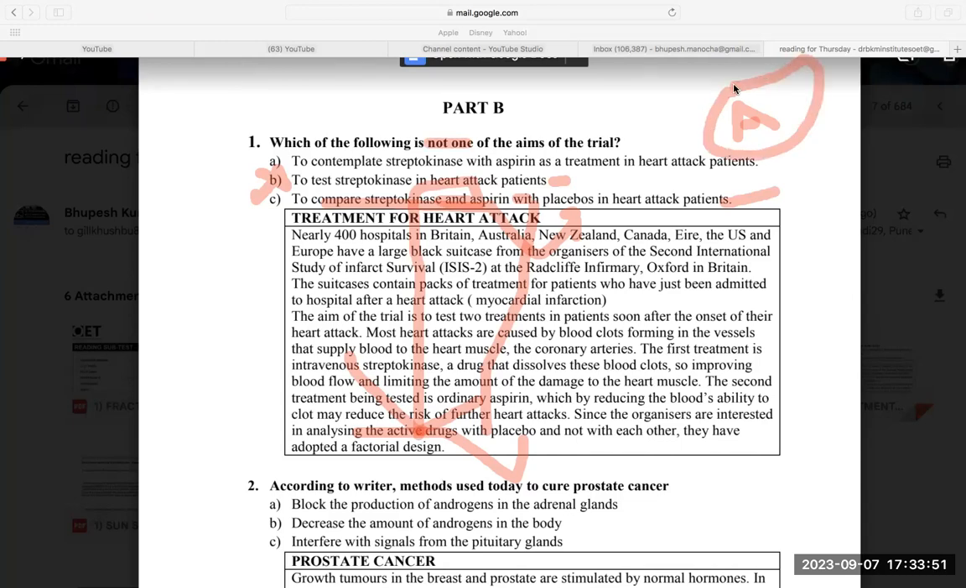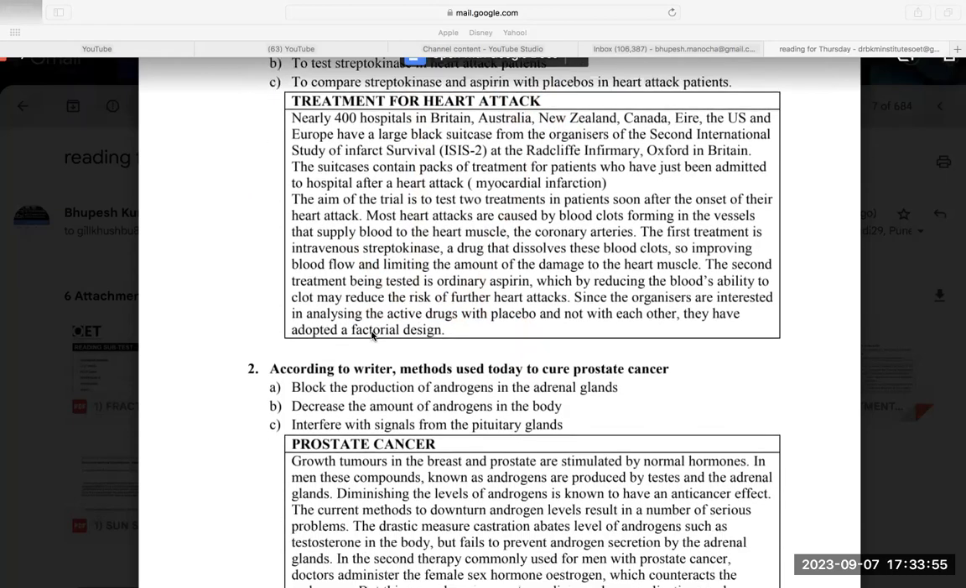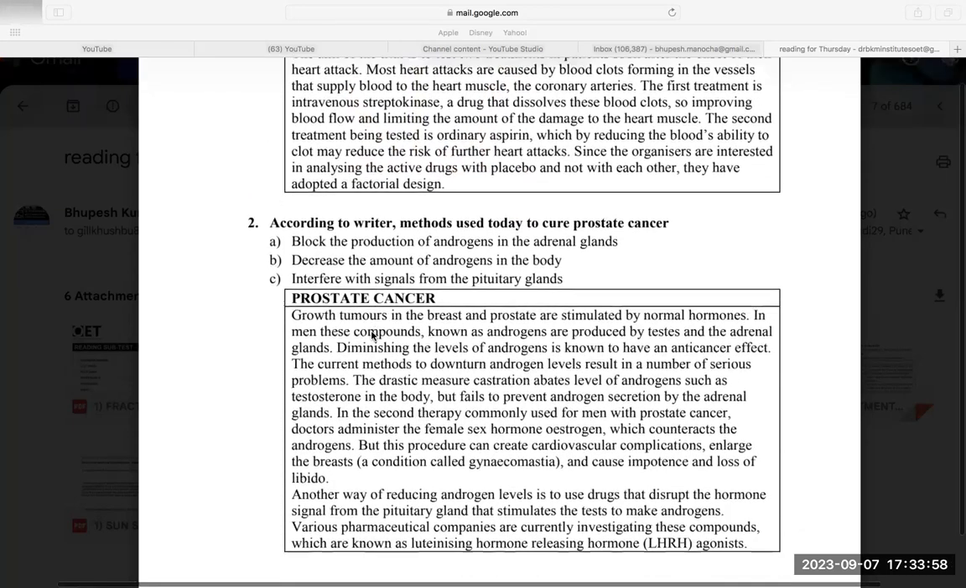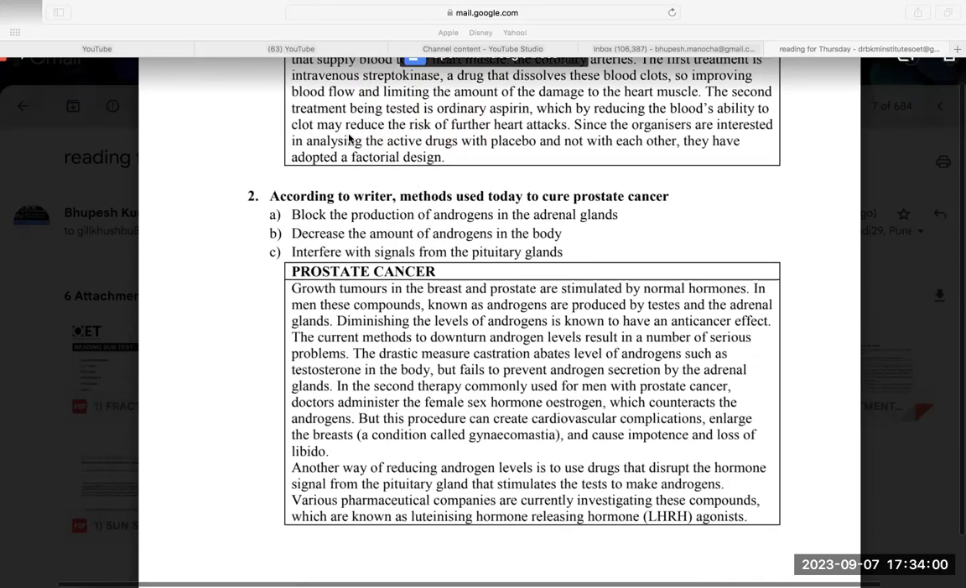So I will not spend too much time. I will march forward. That is what is required in reading. Save time. Save time. Second question. Let's go to the second question.